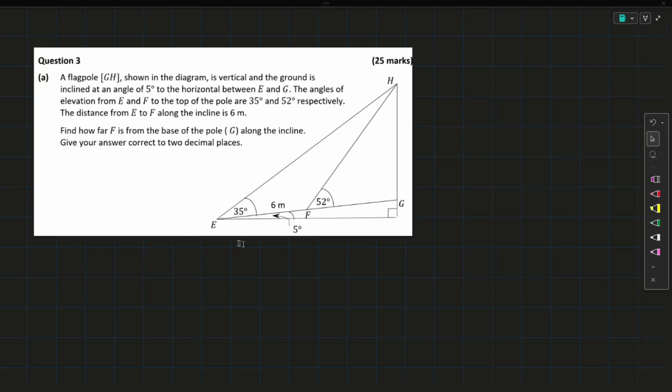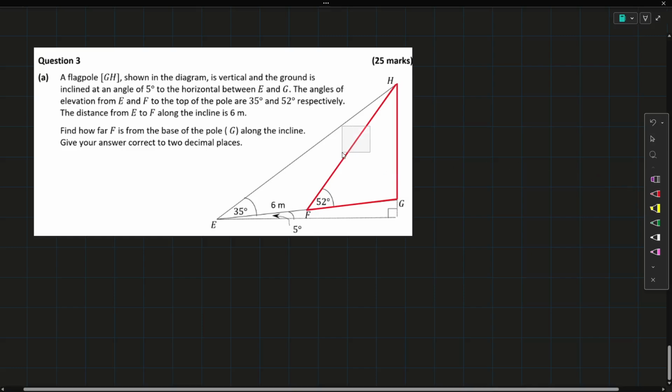This is 2020 paper 2 question 3, so it's a bit of a geometry / trigonometry question. What we're trying to find is the distance from F to G here. The triangle in question that will help us find that, I'll mark it in red. It's this triangle here. It would help if we could find out information about this triangle.